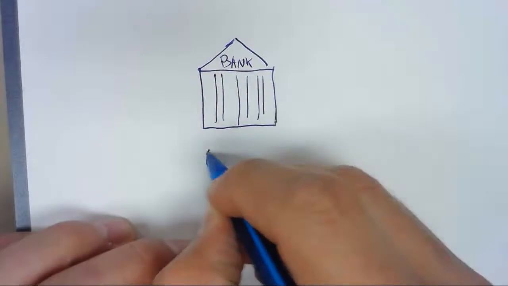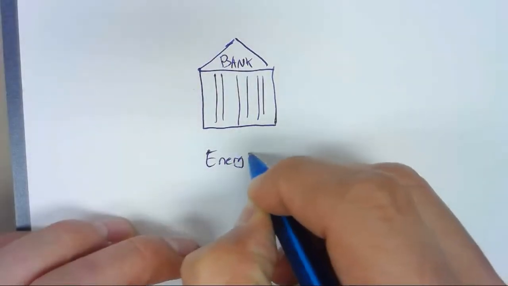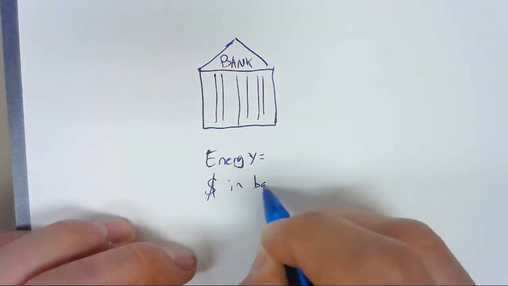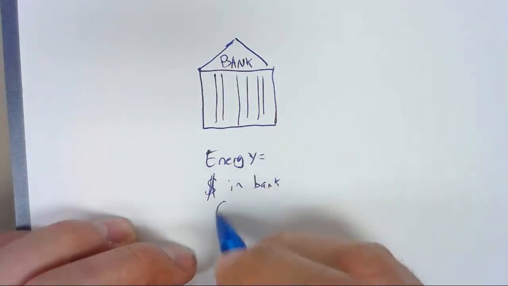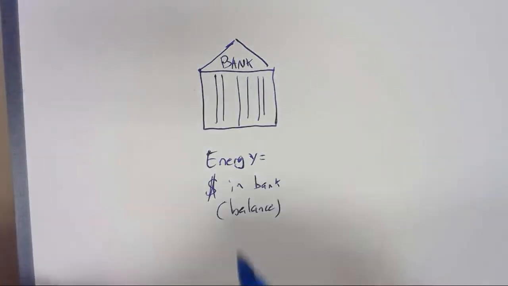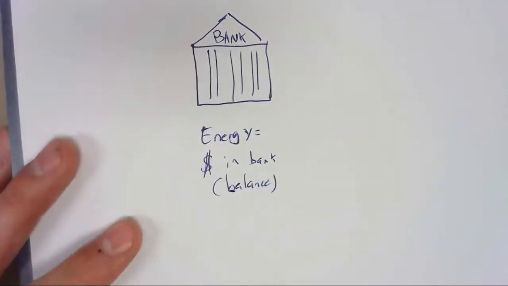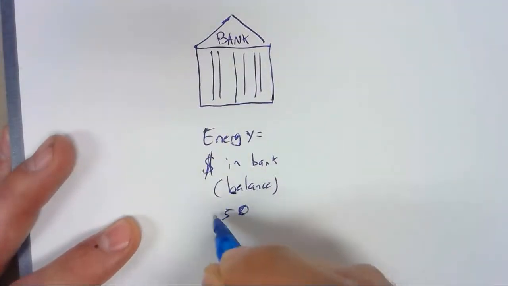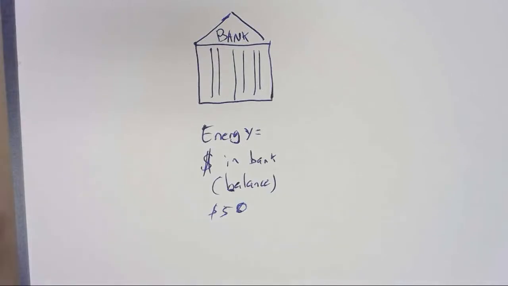So imagine that energy is the amount of money you have in the bank right now. In other words, it's your balance, the balance on your account in the bank. How much money you actually have in the bank. And let's just say that's $50. I don't know, $50 in the bank. That is equivalent to energy.